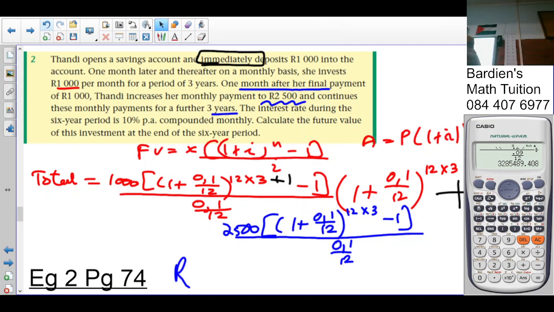Okay. Let's see what we end up with. So it's 1,000 Rand into 1 plus 0.1 over 12, to the exponent 12 times 3 plus 1, minus 1, over 0.1 over 12. That must be multiplied by 1 plus 0.1 over 12 to the exponent 12 times 3.